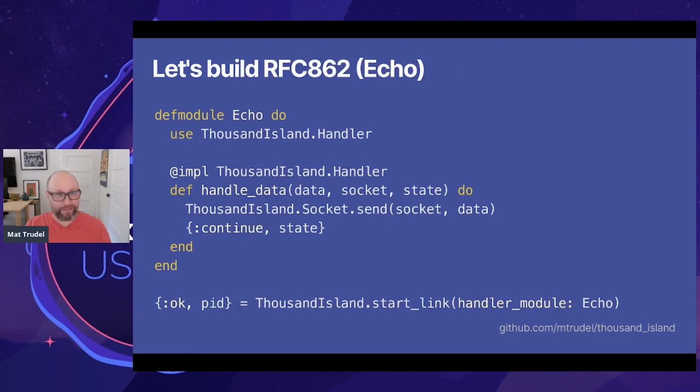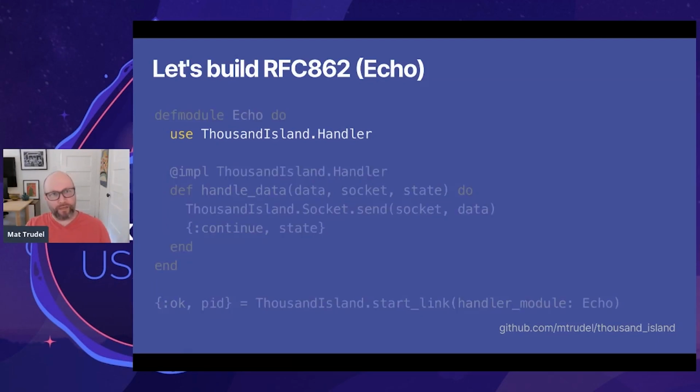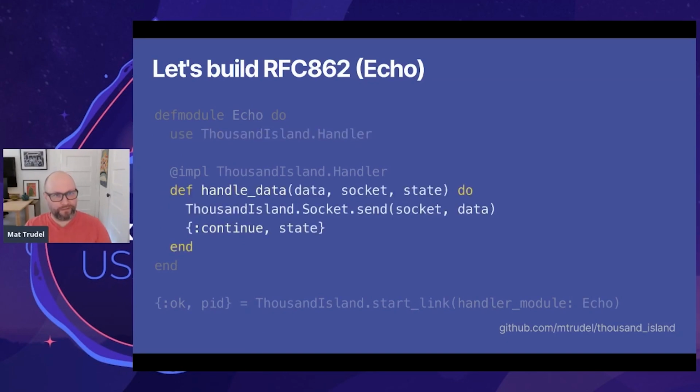A somewhat more refined example is the echo protocol. This protocol specifies that the server should wait for data to be received from the client. It should echo that data verbatim back to the client and then continue doing that until the client closes the connection. So once again, we implement the ThousandIsland.Handler behavior. This time we implement the handle_data callback on the behavior, which is called by Thousand Island whenever data is received from a client. It passes the data in as the first argument. We then take that data, turn it around, pass it back to the client using the Socket.send function, and we call continue back to Thousand Island, which tells Thousand Island to keep the connection open and continue waiting to see if there's more data coming.